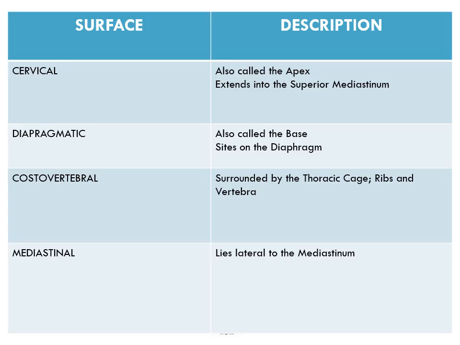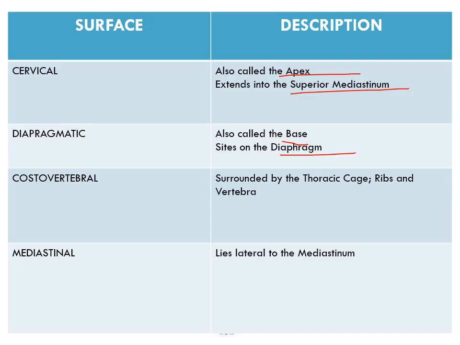So just to quickly recap the different surfaces of the lungs and their description, the cervical surface, like I said, is also called the apex, and it tends to extend into the superior mediastinum. It usually forms the lateral boundaries of the superior mediastinum. Then the diaphragmatic surface, like I said, forms the base. It tends to sit directly on top of the diaphragm.